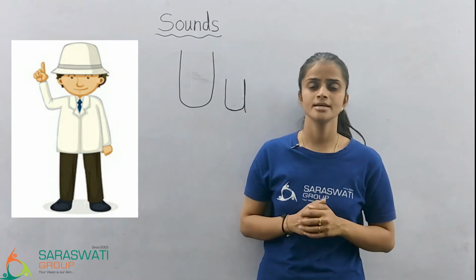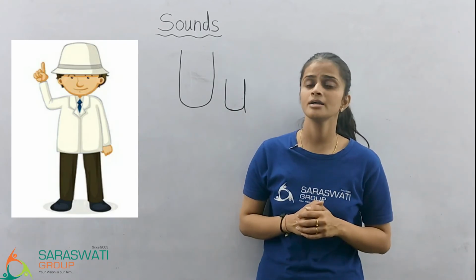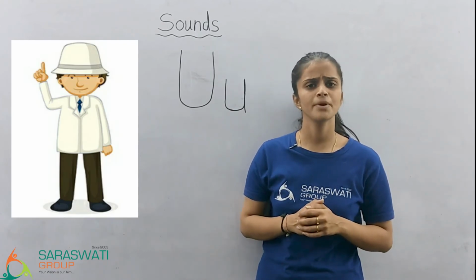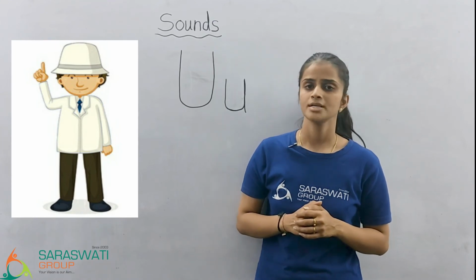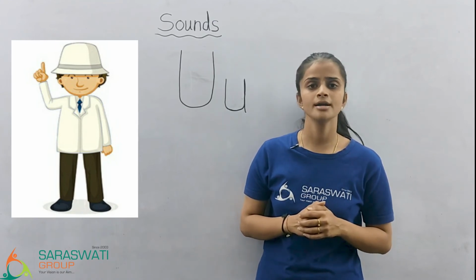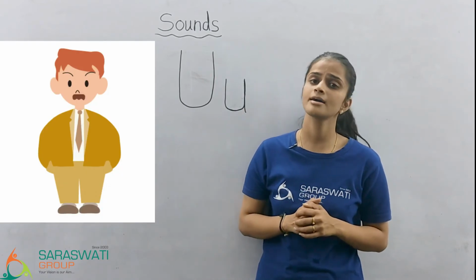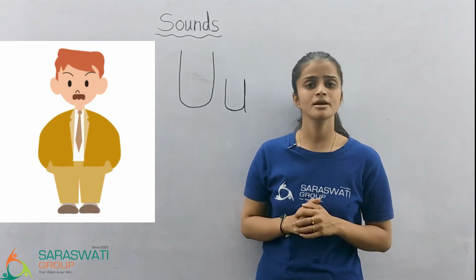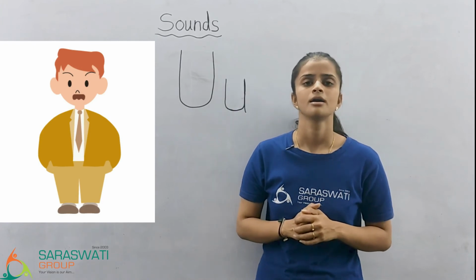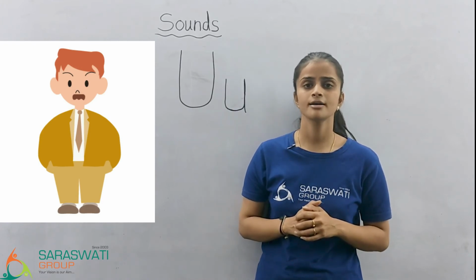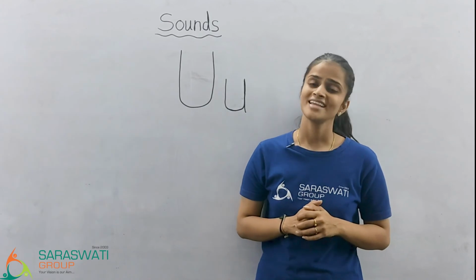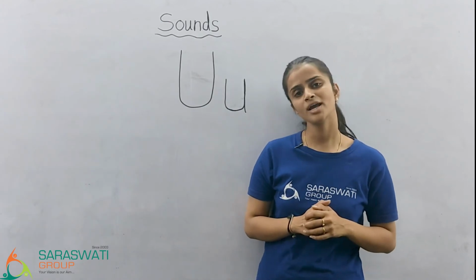What is this? This is umpire. What is the initial sound of umpire? Who is he? He is uncle. What is the initial sound of uncle? Yes, so kids, this was the vocabularies.